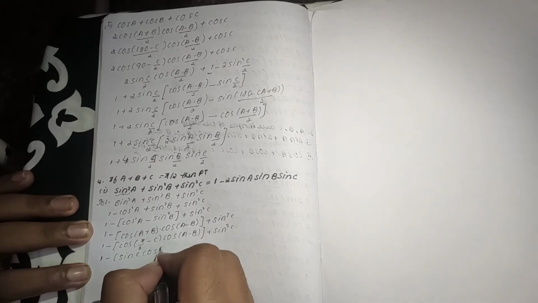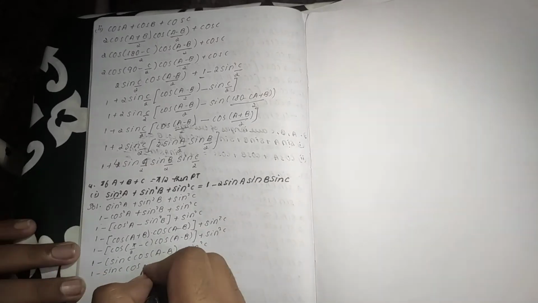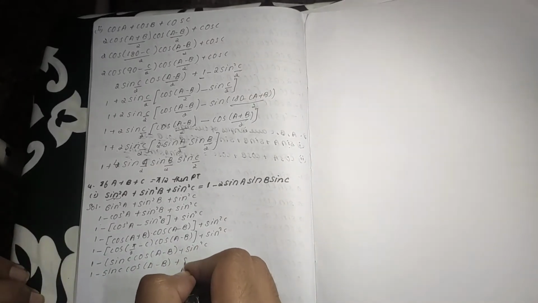So cos of 90 minus theta is sin theta, into cos (A−B), plus sin square C. So multiply minus: 1 minus sin C into cos (A−B) plus sin square C. Take minus sin C common from these two terms: 1 minus sin C cos (A−B) minus sin C, so 1 minus sin C into cos (A−B) minus sin C.